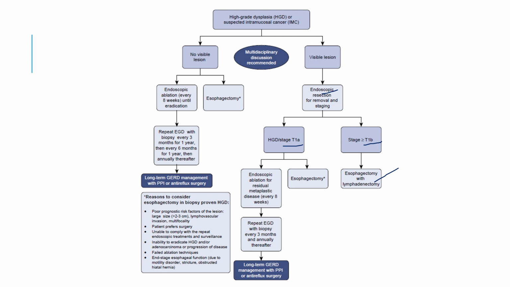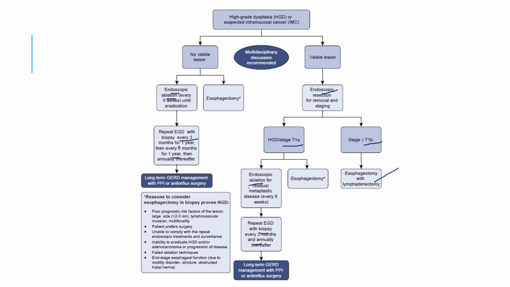If it's a very small thing, you can go for ablation, making sure that there is no residual metaplastic disease. You can repeat every 8 weeks. Multiple sessions may need to be done to remove all of it. Then you can repeat biopsy every 3 months and then annually thereafter. If there is no visible lesion, you can do an endoscopic ablation, okay, every 8 weeks until eradication. Then the biopsy protocol: 3 months for 1 year, then 6 months for 1 year, then annually thereafter.